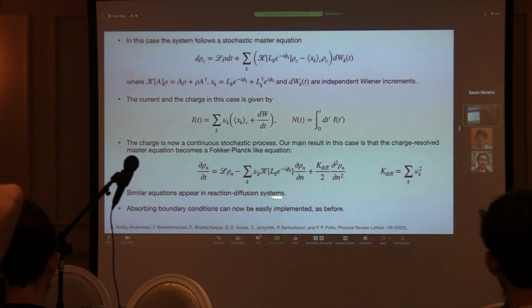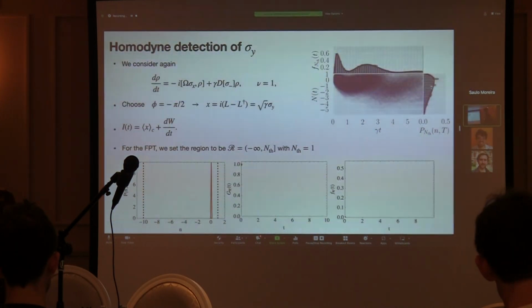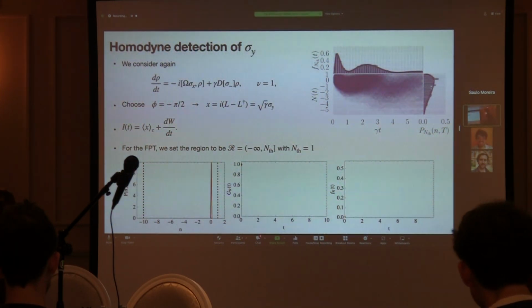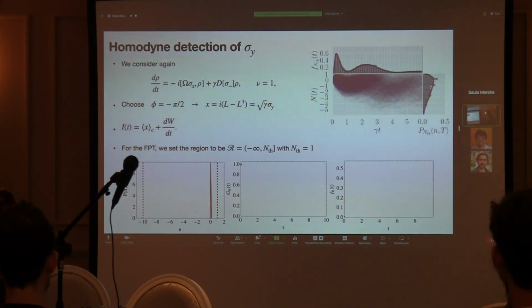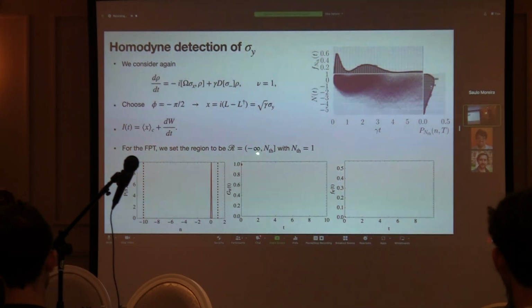And I just want to say that once you have this, it's very easy to implement absorbing boundaries, because again, you just set your rho_n to be 0 outside of the region that you want to work with. And so let me illustrate this with an example again for a qubit. Suppose we adjust things such that your variable x is essentially the sigma_y operator. And suppose we choose a region to be anywhere from minus infinity to a certain threshold. Here there's this slight change of notation where I was calling this little b. Here we're calling it n threshold, and we choose it to be 1 just for illustration purposes.